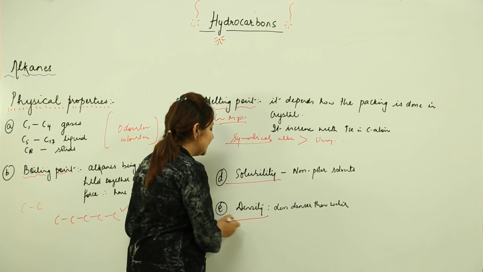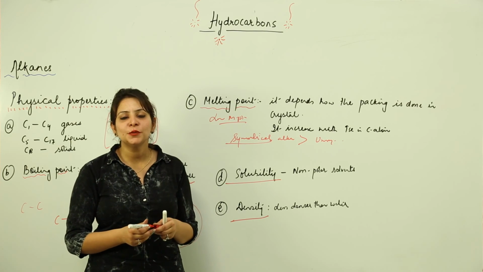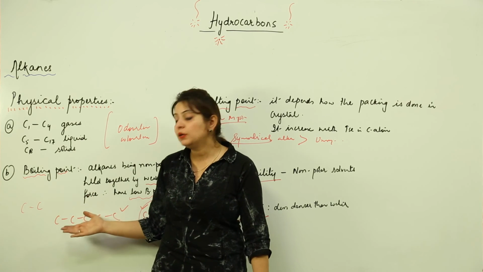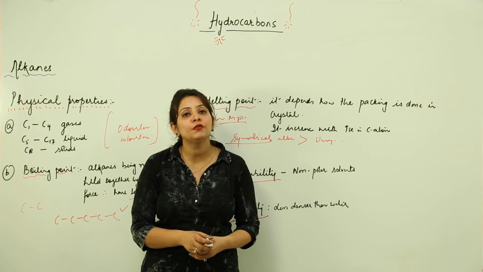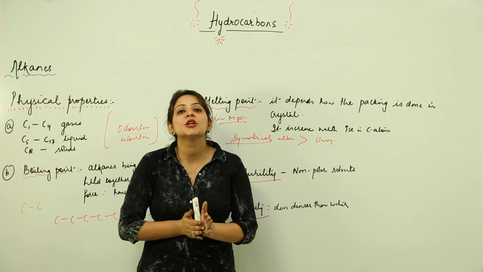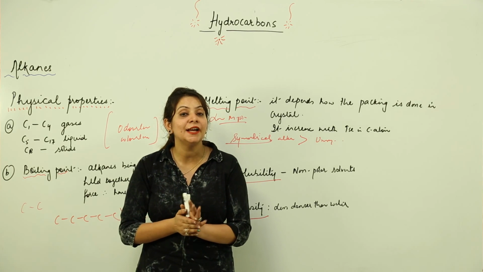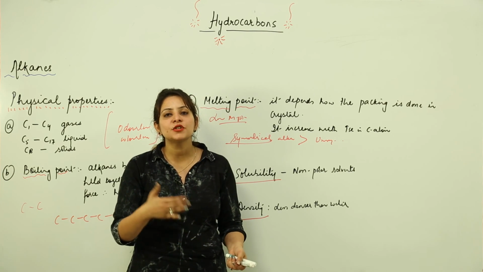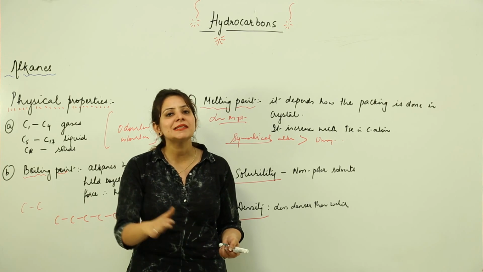And if we talk about density, as you know, density is mass per unit volume, how close the particles are. As I have told you, there exists only a weak force, so density is less compared to water, because water possesses hydrogen bonding, which is strong compared to the van der Waals force. So the density of alkanes is less than that of water.